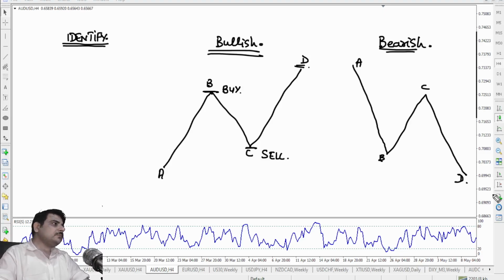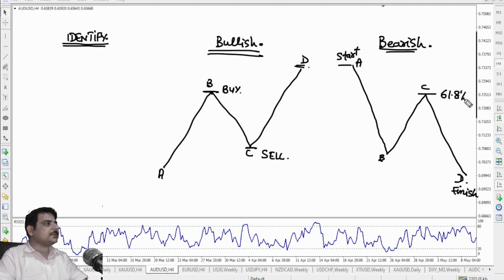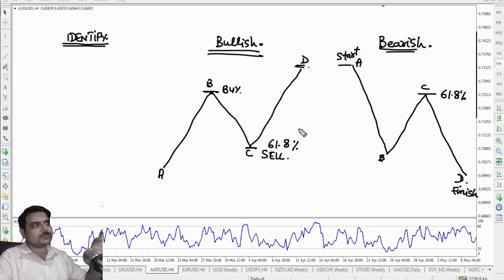So similarly right here, this is the start point, and this is the end or the finish or the profit taking point right here, right? And remember, point C will be the 61.8% retracement. Most of you may get it, but I will explain it in this whole video series, this whole strategy, the concept.